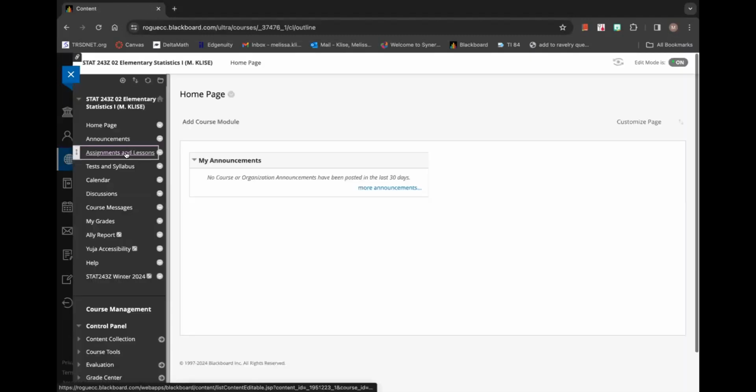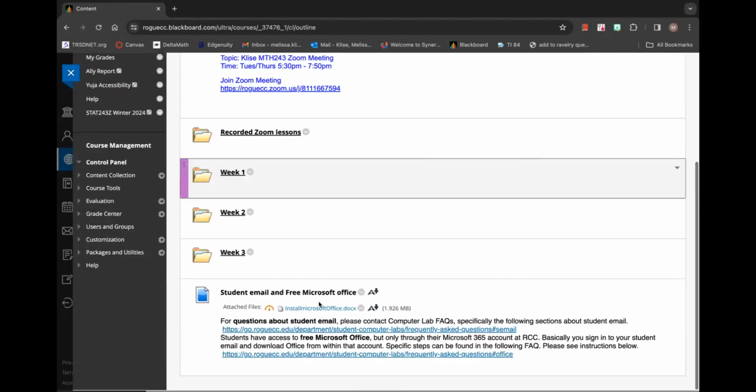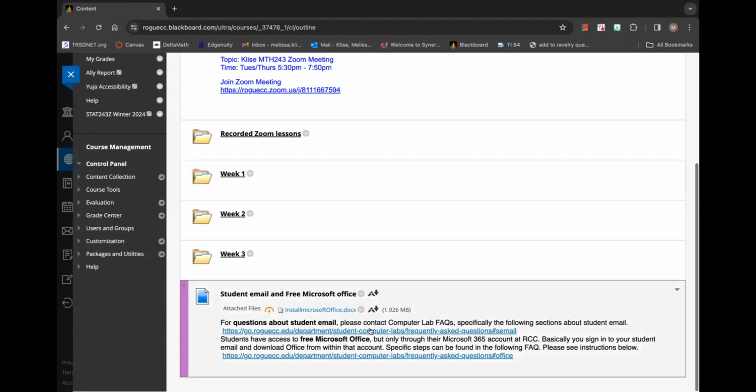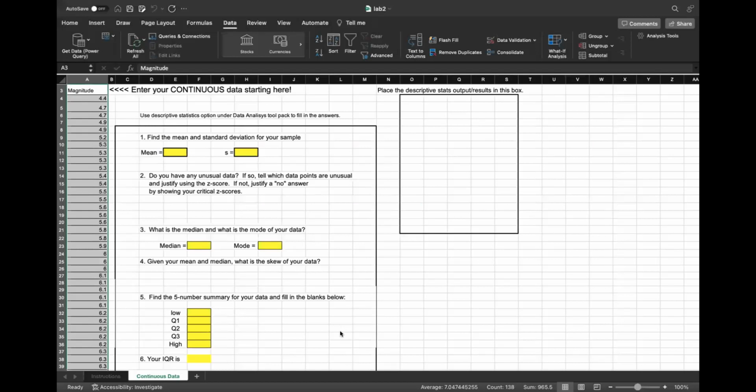So, assignments and lessons page. If you scroll all the way to the bottom, we've got this free Microsoft Office, and it is the entire Office suite. So if you click on this attached files link or any of these links, you can download the free Microsoft Office products. Or you can just use the computer labs at the school if you want to. They all have Excel there. Okay.